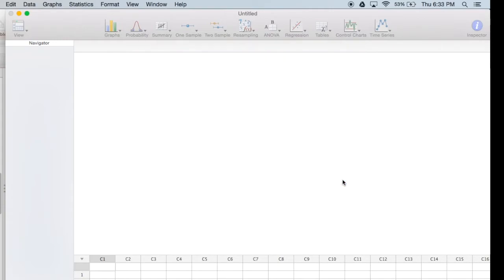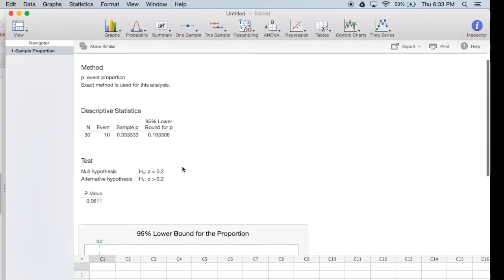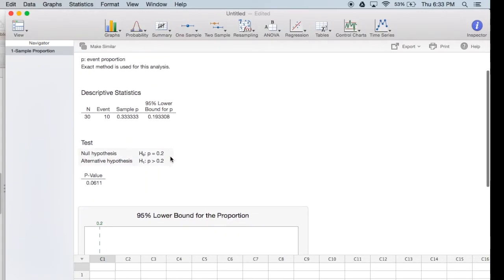We need to use the exact method in this case because n times p was less than 10. When we click OK, this is the output that we're going to get. We have our sample proportion, we have our hypotheses, and we have our p-value. Note that when you're using the exact method, you're not going to be given a test statistic. This is different from the normal approximation method or any of the tests for a mean that we're going to see later.